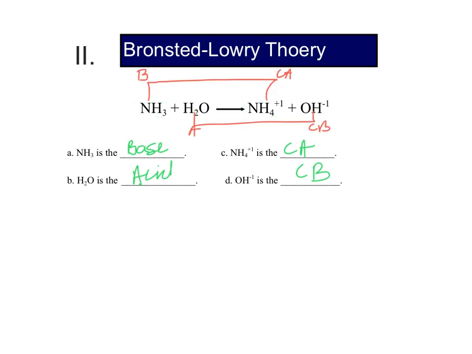Another way to think about this is that your pair, the before and after, should always have one of each. So you shouldn't have a base and a conjugate base. You should have an acid and a base. One of them has to be a conjugate because it's on the product side. So here you have a base and a conjugate acid. Here you have an acid and a conjugate base.